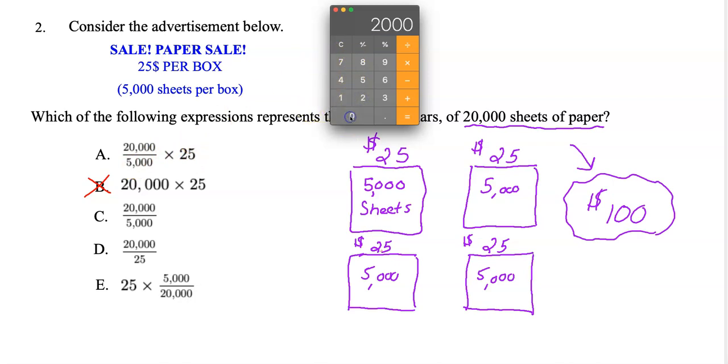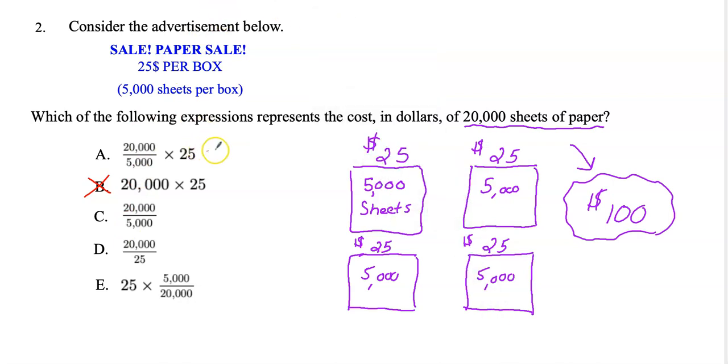20,000 divided by 5,000 times 25. And the first answer choice gives us 100, so I'm done. So when I punch this in, I got out $100, which matches up with this. So A has to be my answer. I circle A, and I move on.